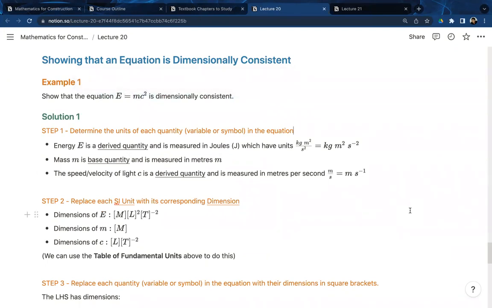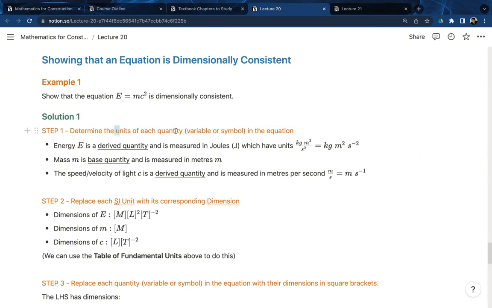So the solution is roughly 3 steps. First step, determine the units of each quantity. Okay. So what are the quantities in the equation? We have E, or the symbols, variables or symbols. That's what I mean by quantity, okay? Quantity, variable, symbol, in this context, they are synonyms. We have E, M, and C.